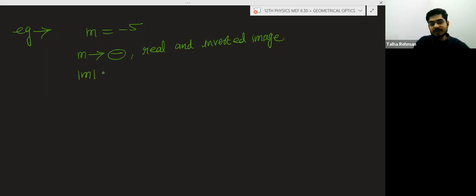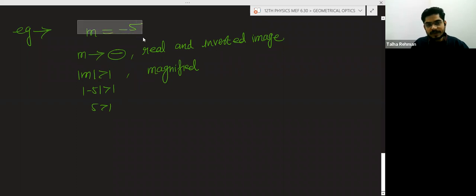Greater than 1 or less than 1? Greater than 1. Mod of -5 will be 5, which is greater than 1. So if magnification is greater than 1, what can you say? The image is magnified. So you can tell the characteristics of the image when the magnification is given. In this case, the image is real, inverted and magnified.